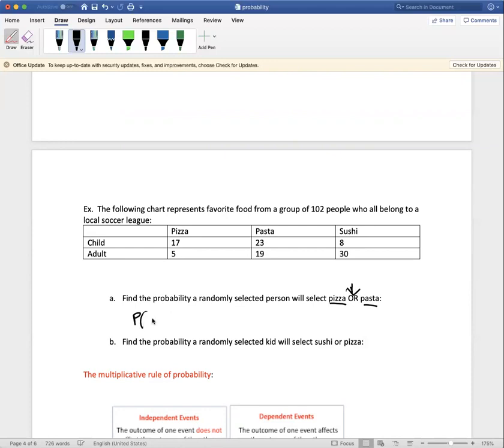So the probability of pizza, I'm just going to draw a picture of pizza. There's some pepperoni on it. Or pasta, let's draw some pasta. And these events are mutually exclusive. You can't choose pizza and pasta at the same time. So that's the same thing as saying the probability of pizza plus the probability of pasta.